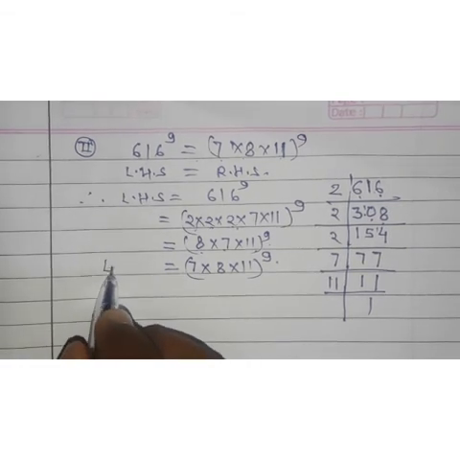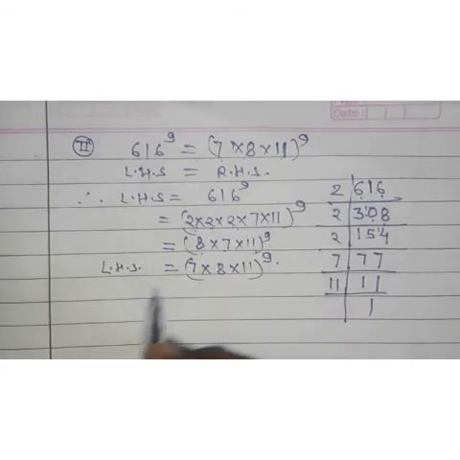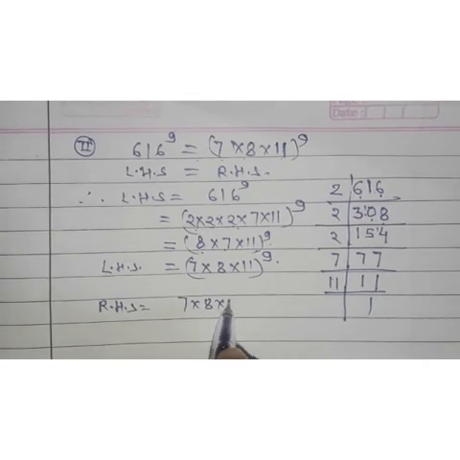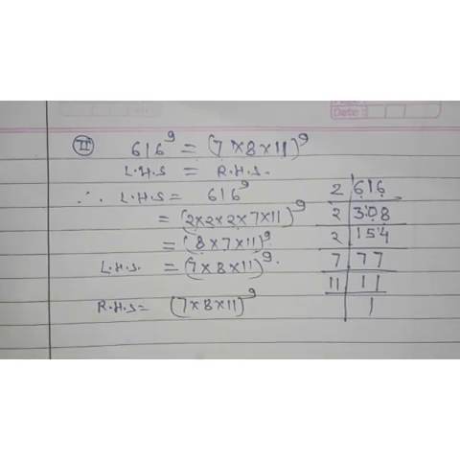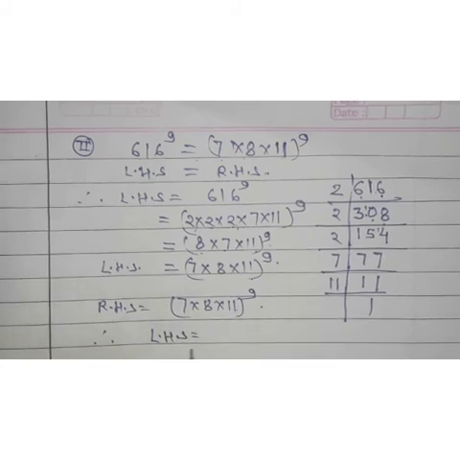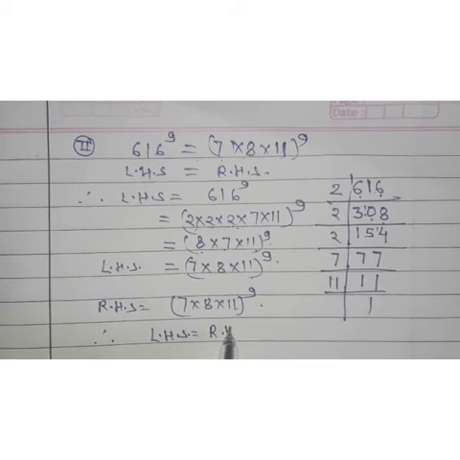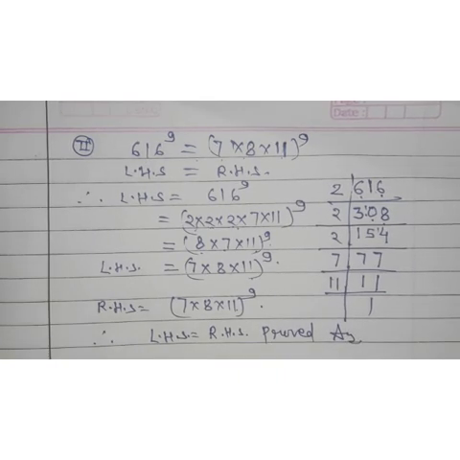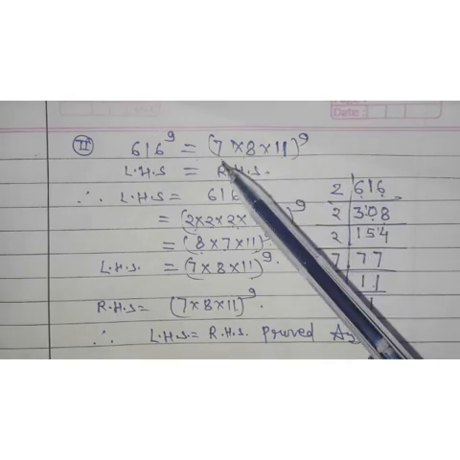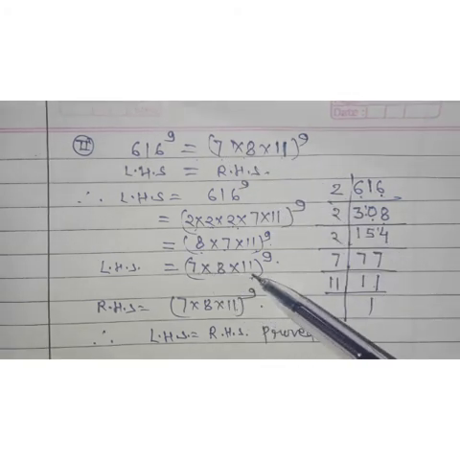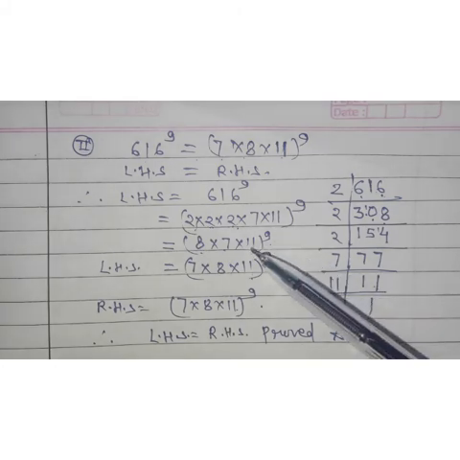This is our left hand side. And what is our right hand side? Right hand side is 7 into 8 into 11, whole power 9. So therefore, left hand side is equal to right hand side. This is proved. This is our answer. Okay, understood all? Remember, all of you, firstly do it this way, then from 7 into 8 into 11 way to 7 into 8 into 11, 7 into 8 into 11. Don't multiply, remember all of you.